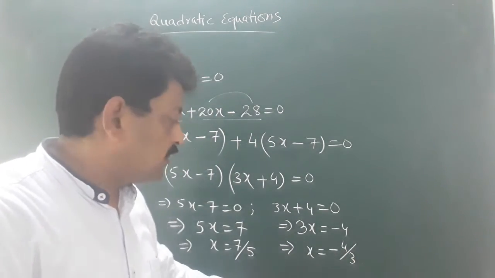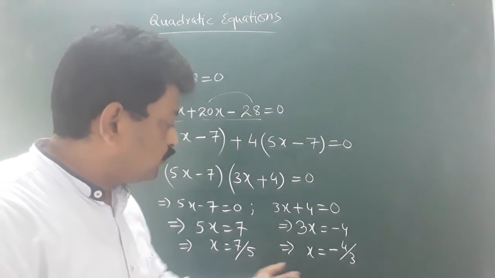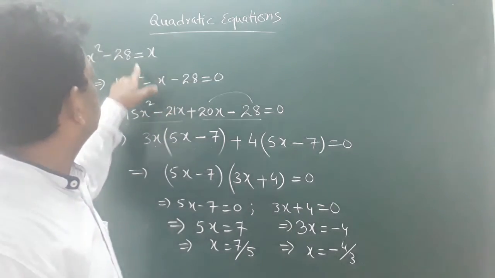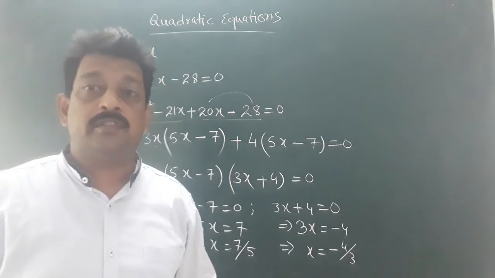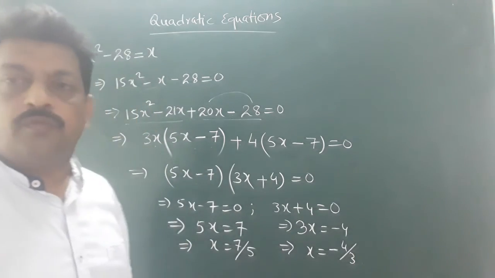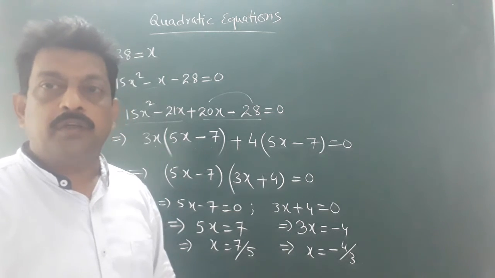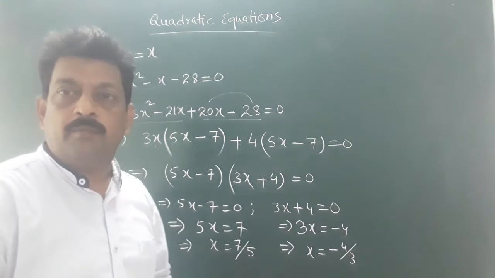The values of x are the roots, because if we put these two values in the given equation, then the left hand side and right hand side will become the same. So in this way we can solve a quadratic equation by splitting the middle term.